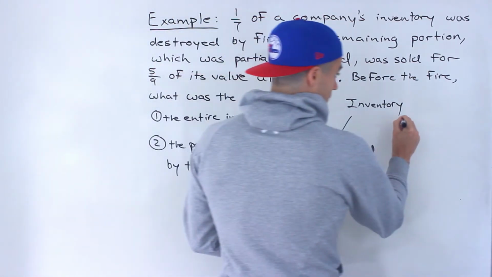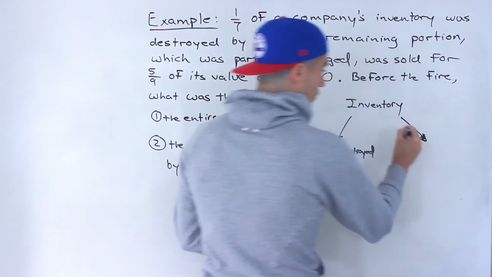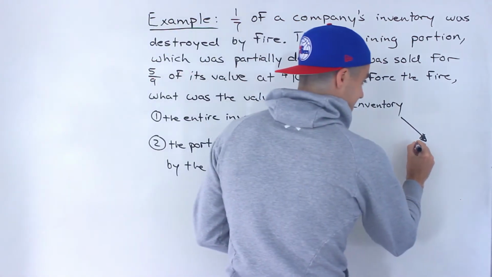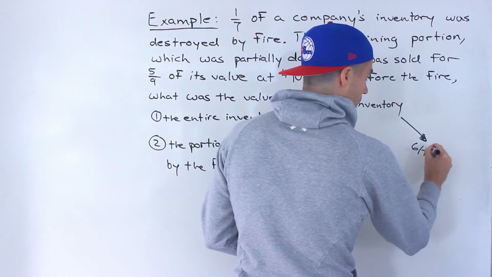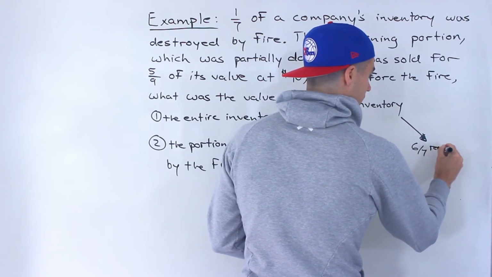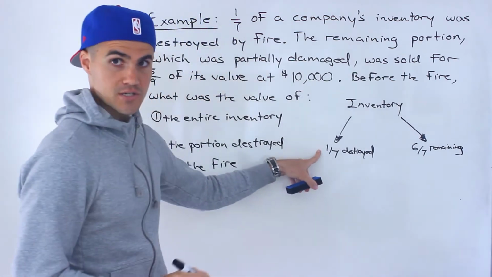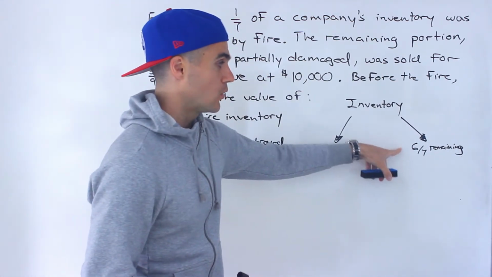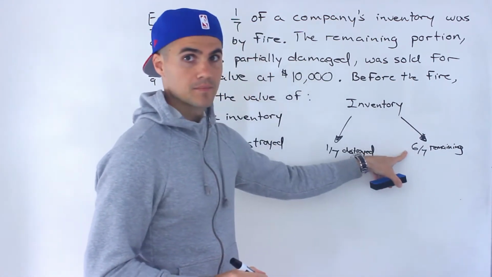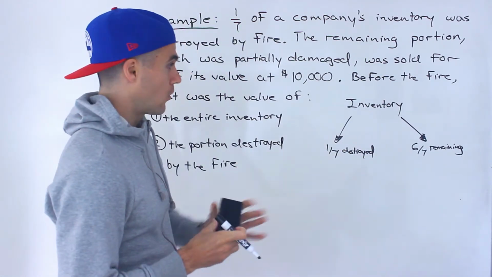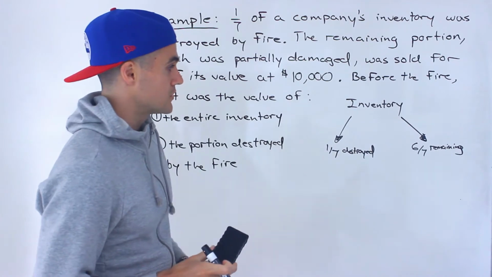And so what does that mean? How much was remaining of the original inventory? Well, that means that 6/7 was remaining. If 1/7 was destroyed, that means 6/7 was still remaining. 6/7 plus 1/7 gives us 1 or 100% of that original inventory.